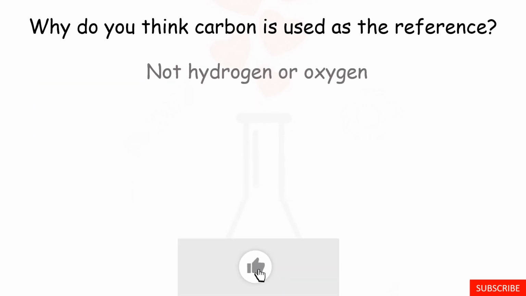I have a question for you. Why do you think carbon is used as the reference? We are talking about the carbon-12 isotope. We are talking about Avogadro's number coming from the number of carbon atoms present in 12 grams of carbon-12. Why don't we use hydrogen? Or why don't we use oxygen?